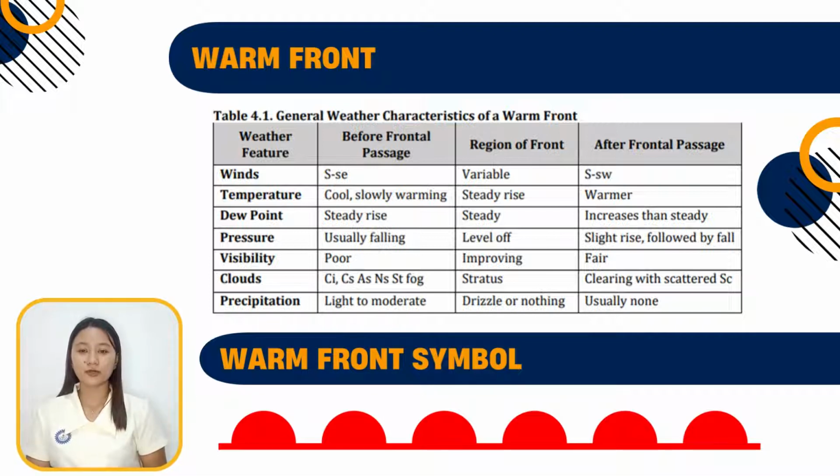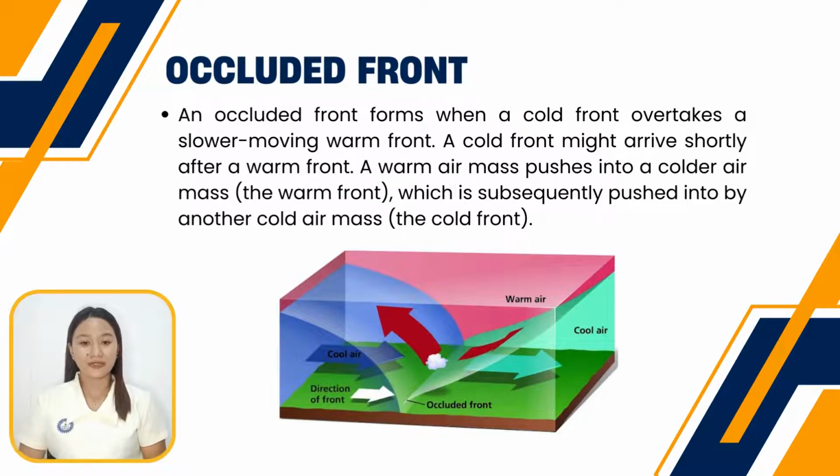So, now let us proceed to its symbol. As you can see, the symbol of a warm front is represented as red solid lines with semicircles. The semicircles are pointing towards the colder air in the direction of the movement. So, earlier the cold front was represented by blue lines with triangles. Here, the warm front is represented as red lines with semicircles.